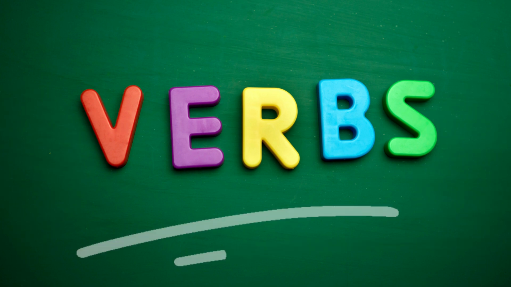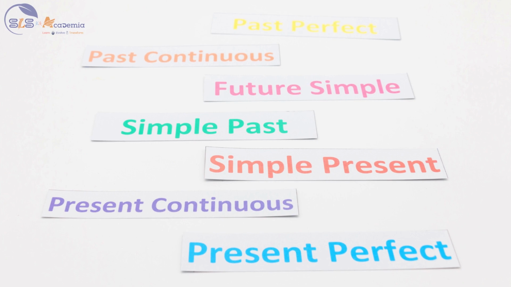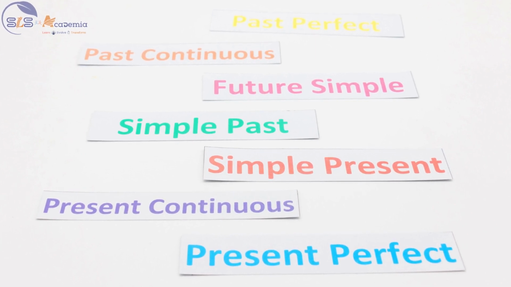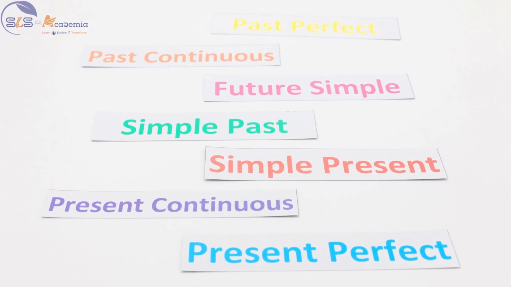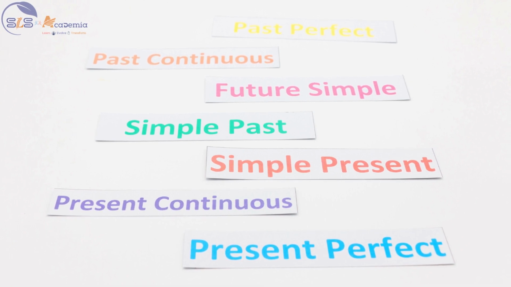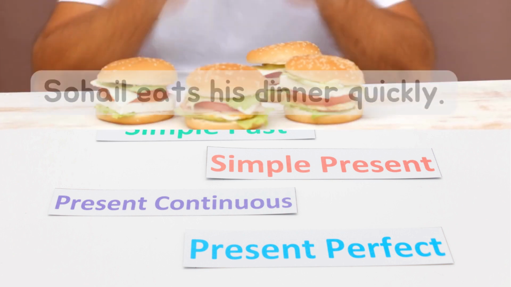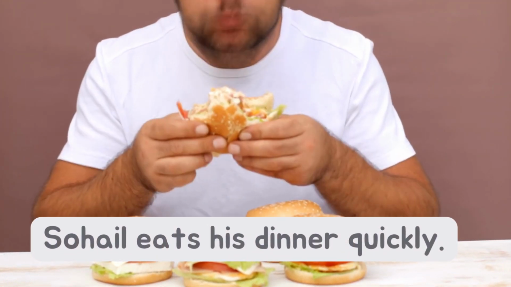I'm sure you know about the past tense, present tense, and future tense. That's how we talk about different times, and to do that, we change the forms of verbs. We will learn about them in our upcoming classes. But remember that verbs are very important. Let us see some examples to understand verbs.